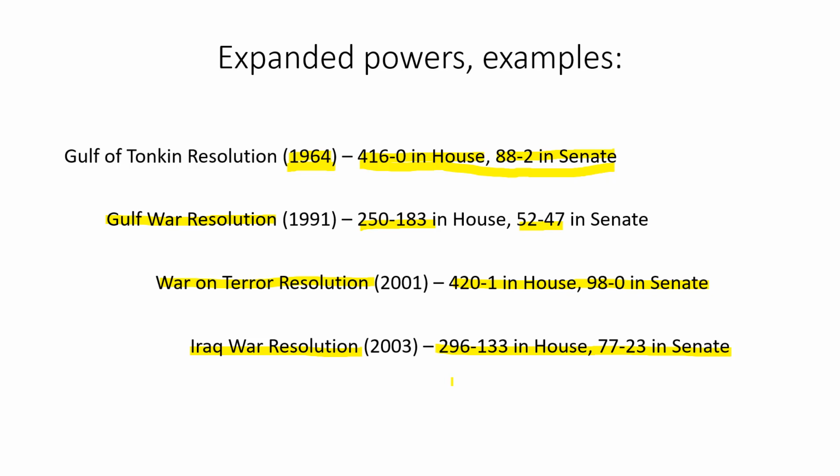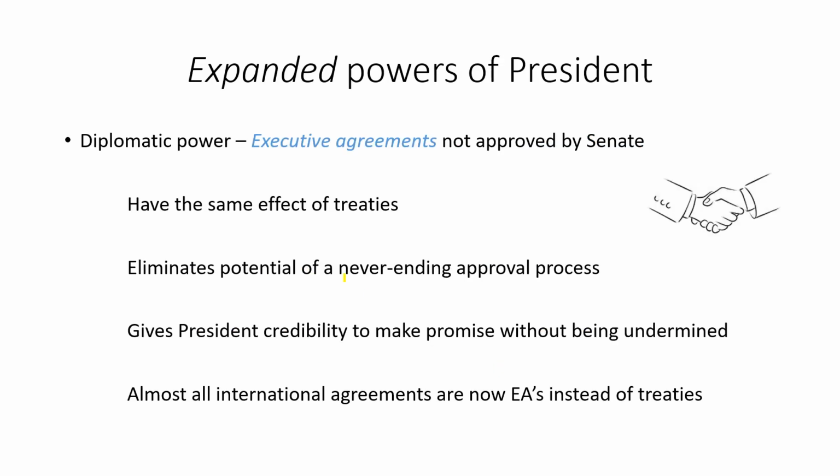but then that evolved into a major war that was going badly as it went, and then the public opinion flip-flopped completely around on that within 3 years. These are examples of what we call the blanket resolution, or authorization to use military force, an expanded power of the president that does not appear to have been intended by the framers of the Constitution. Another expanded power that we've already touched on is the executive agreements that are not approved by the Senate.